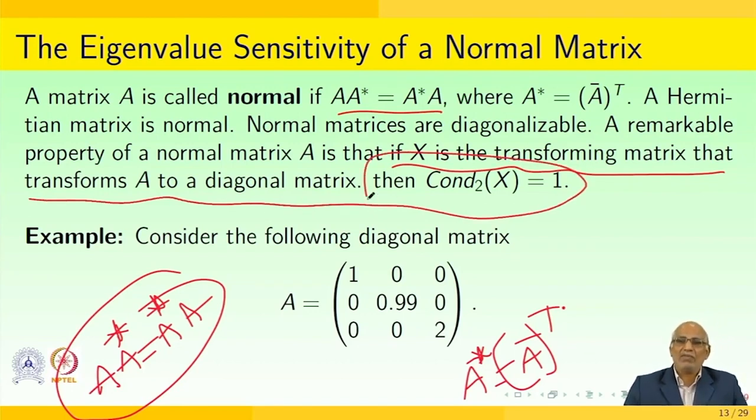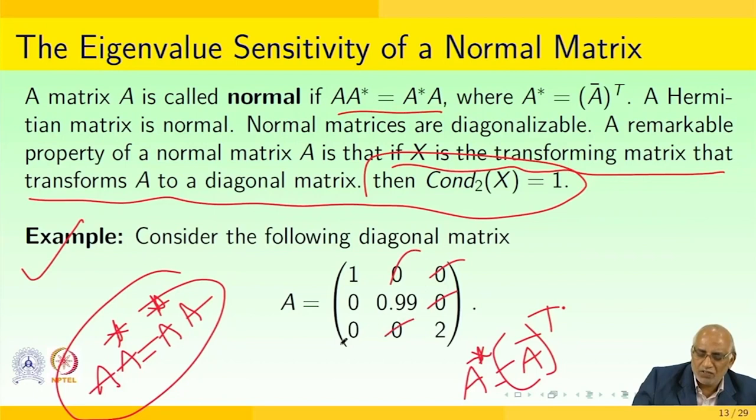Once the condition number becomes 1, the problem is close to stable, because 1 is small as compared to 10 to the power 4 or 10 to the power 5 and so on. We can see this in an example over here, a 3 by 3 matrix: 1, 2, 3, 4, 5, 6.